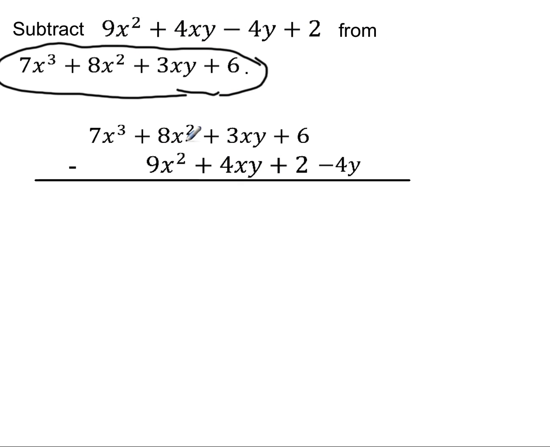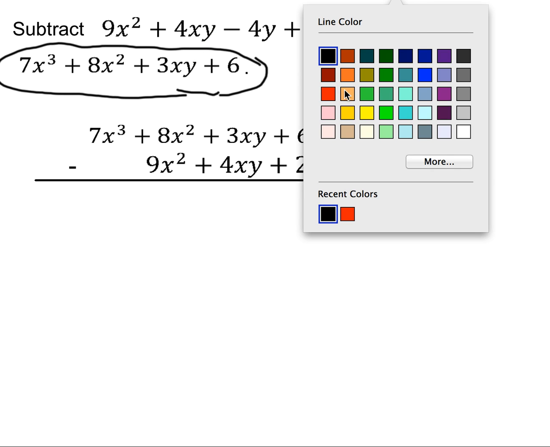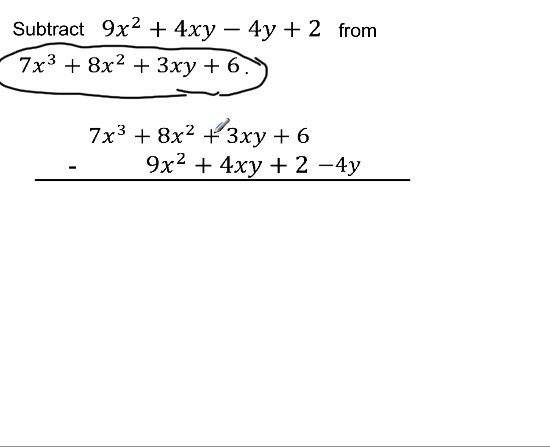Now, notice how I line up the things that are the like terms, the x squared and the x squared, the xy and the xy, the constants, but negative 4y right here does not have anything to match up with. Same with 7x to the third, doesn't have anything to match up with. So I did change the order a bit so that I could line everything up. Okay, so now I'm going to change my pen color, and I encourage you to use a different color pen, and a pen is okay too. And I'm subtracting, so I'm going to change this to plus, and then I'm going to change my signs because I have to distribute that negative throughout the problem.